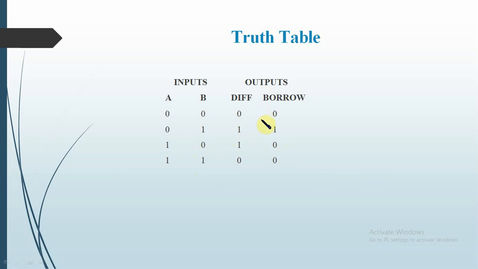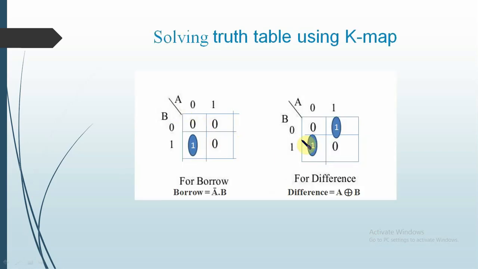Now we have to draw the K-map for the difference and borrow. This is for borrow and this is for difference. In borrow, only one output will be generated. In difference, there are two outputs. Solving from the truth table with the inputs A and B, two variables come up, which means four cells, that is 0, 1, 2, 3. For borrow, only one 1 is present, horizontally B and vertically 0, meaning A bar B. For difference, horizontally B and vertically A bar, meaning A bar B, and horizontally B bar and vertically A, meaning A B bar. We already know the rule of that XOR.